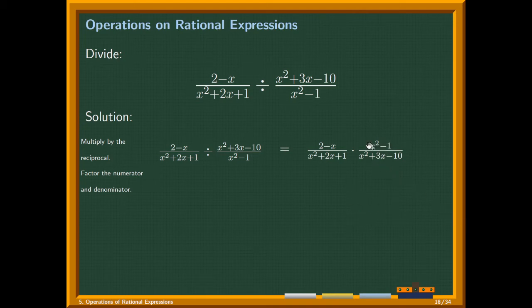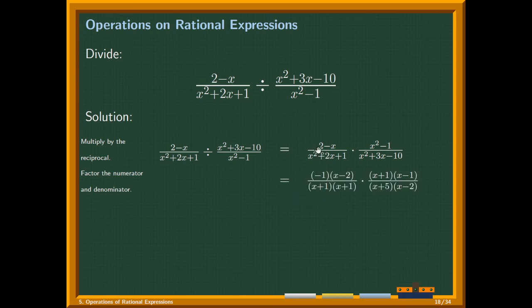And the numerator is actually a difference of two squares. So this is the quantity (x plus 1) times the quantity (x minus 1). And this can be factored, and later on I will show it. Here is its factored form.